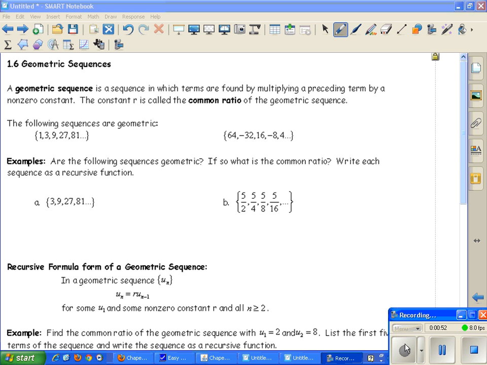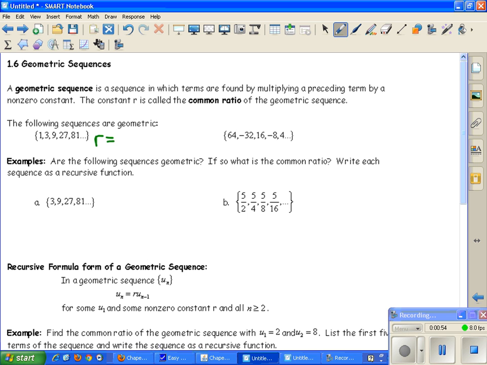So in this case, you would say that r, your common ratio, would be equal to, and you have to show that 3 over 1 is equal to 9 over 3, which is equal to 27 over 9, which is also equal to 81 over 27. Now if you simplify each of these, your common ratio, or r, would be equal to a value of 3. And since it's the same for each of them, we know that this is a geometric sequence. And yes, you would have to show that it's the same for all of them.